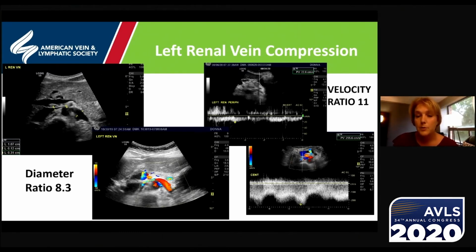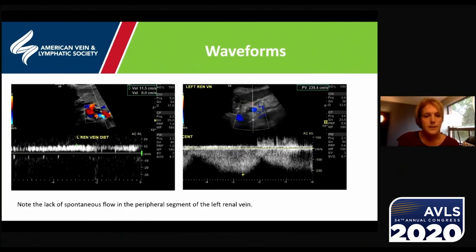And then we'll move on to our Doppler waveforms, where we can see that our velocity is about 22 centimeters per second peripherally. And then as we move centrally, we have a 256 centimeters per second velocity, which gives us a ratio of 11. So again, greater than 5, positive for a significant left renal vein compression. Just something to keep in mind, as we look at these waveforms within that left renal vein, we can apply the same principles we do when we're looking at the common femoral vein, looking to see if there is spontaneity and phasicity within those common femoral veins, which, if there wasn't, would indicate a proximal issue.